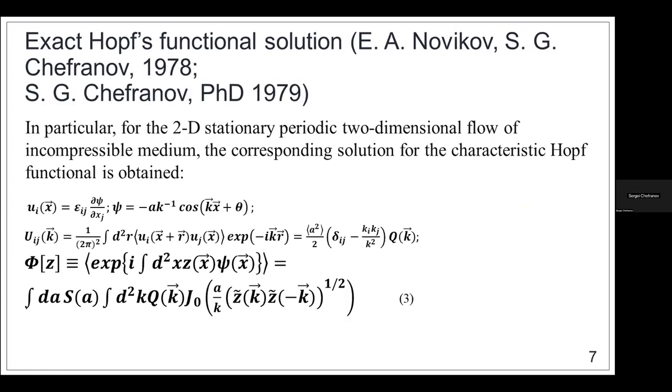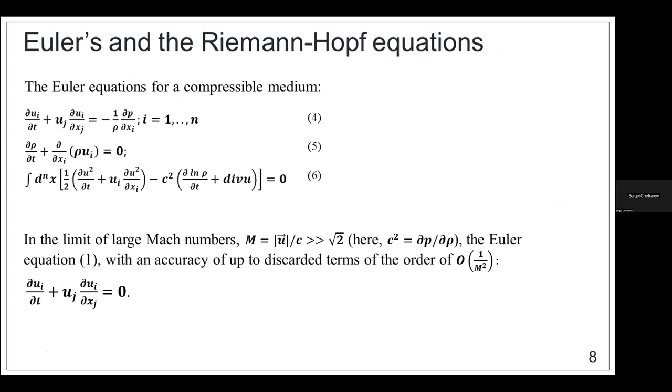But at that time we knew only the stationary solution, and on the basis of the stationary solution we obtained the example of the exact Hopf functional solution for the characteristic functional that corresponds to the exact two-dimensional periodic solution in compressible flow. But for the unsteady solution, it is necessary to obtain the solution of the unsteady three-dimensional Helmholtz equation.